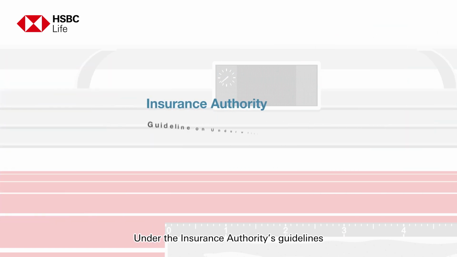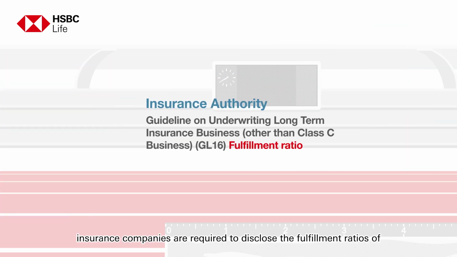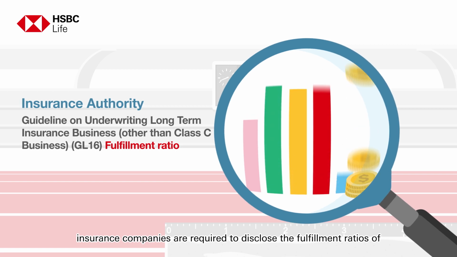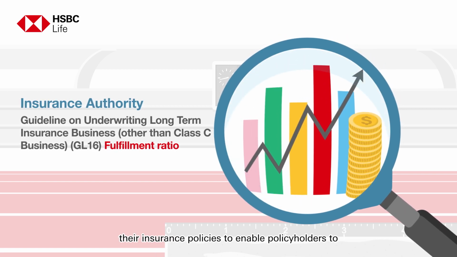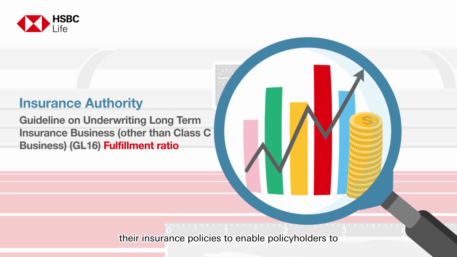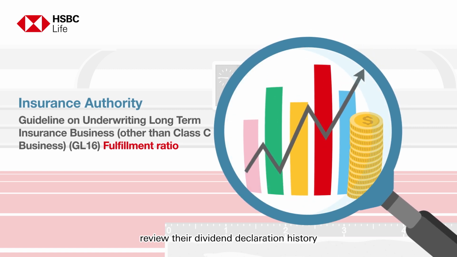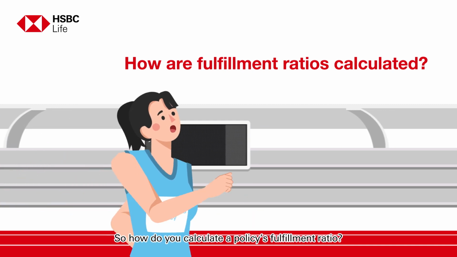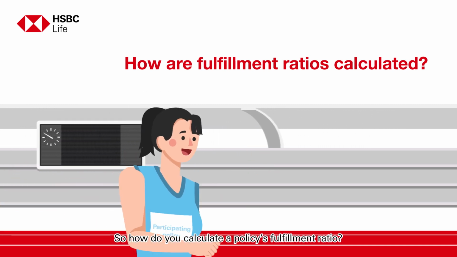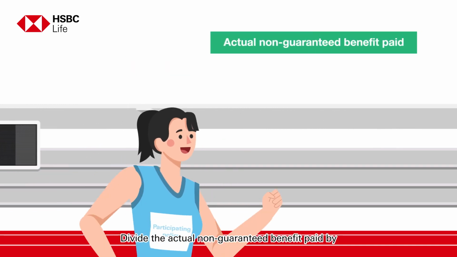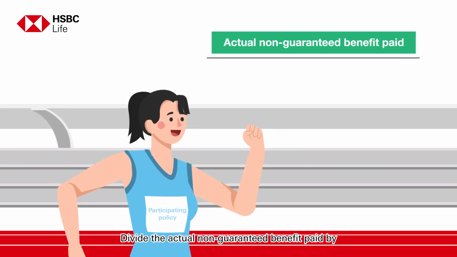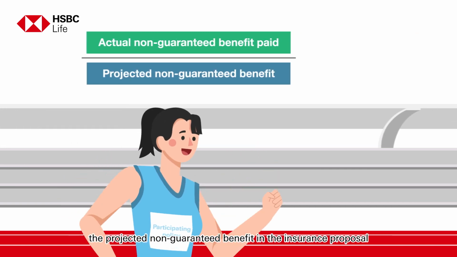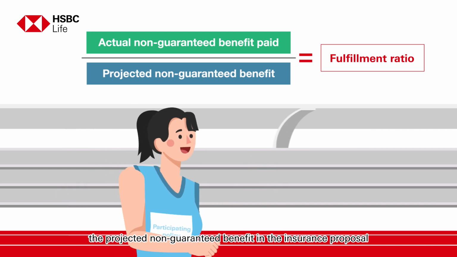Under the Insurance Authority's guidelines, insurance companies are required to disclose the fulfillment ratios of their insurance policies to enable policyholders to review their dividend declaration history. So how do you calculate a policy's fulfillment ratio? It's simple. Divide the actual non-guaranteed benefit paid by the projected non-guaranteed benefit in the insurance proposal, and you have the fulfillment ratio.